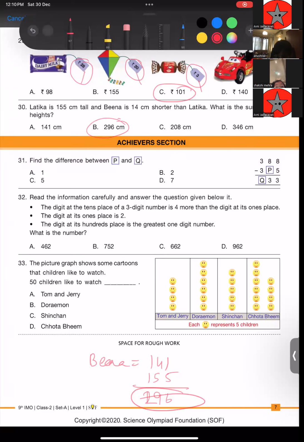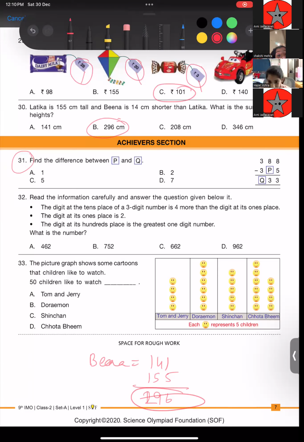Now, achiever section, you have to be a little vigilant of making silly errors. Let's do 31. I'm not explaining it to anyone because I want you to use your brain, and let me know if you are having any difficulty. If you feel you've got the answer, then well and good. So, Hazel, since you have got your answer, you save it and tell me in the end.